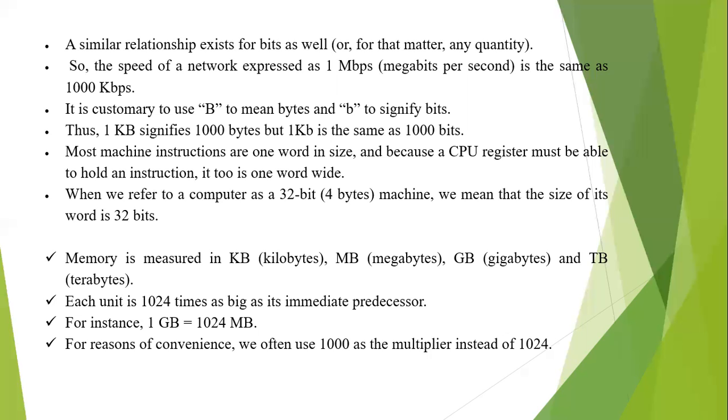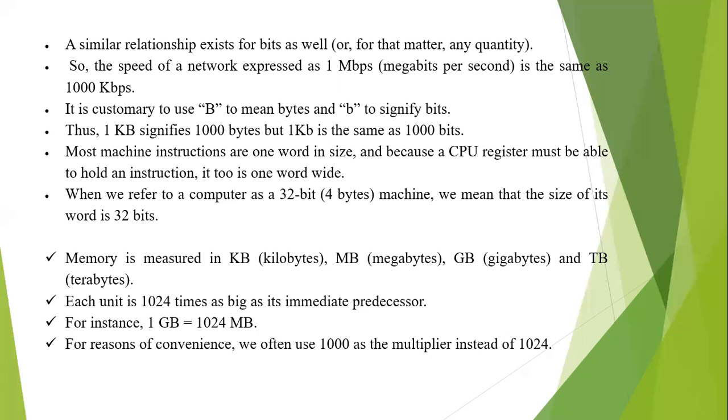When we refer to a computer as a 32-bit machine, we mean the size of its word is 32 bits. Word size depends on the host machine. 32 bits means how many bytes? 4 bytes, because a byte is a group of 8 bits. If I say a machine is a 32-bit machine, I mean the size of a word is 32 bits. If it is a 16-bit machine, the size of a word is normally 16 bits.